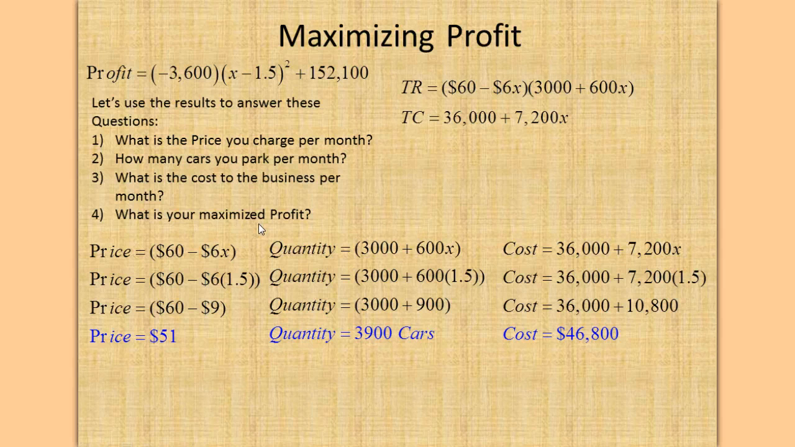What is your maximized profit? Maximized profit is at x equal to 1.5. That's 0. So therefore, our maximized profit is $152,100.